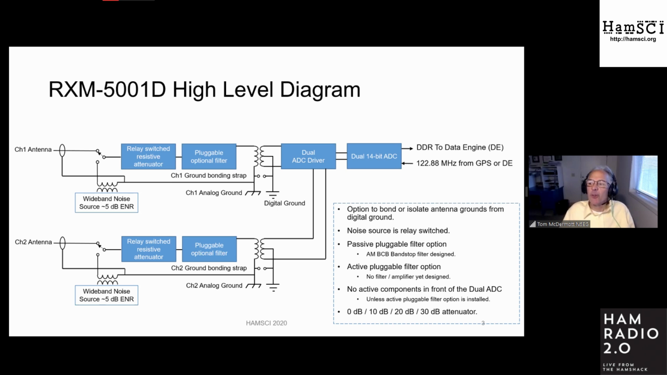There is an option for an active pluggable filter where we can pick up not only the RF connections, but also power and ground, if in the future we want an active filter that has a preamp on it. There are no active components in front of the dual ADC unless we plug in an active pluggable filter, in which case there obviously would be. The attenuator is a relay switched attenuator selecting 0, 10, 20 or 30 dB attenuation modes.